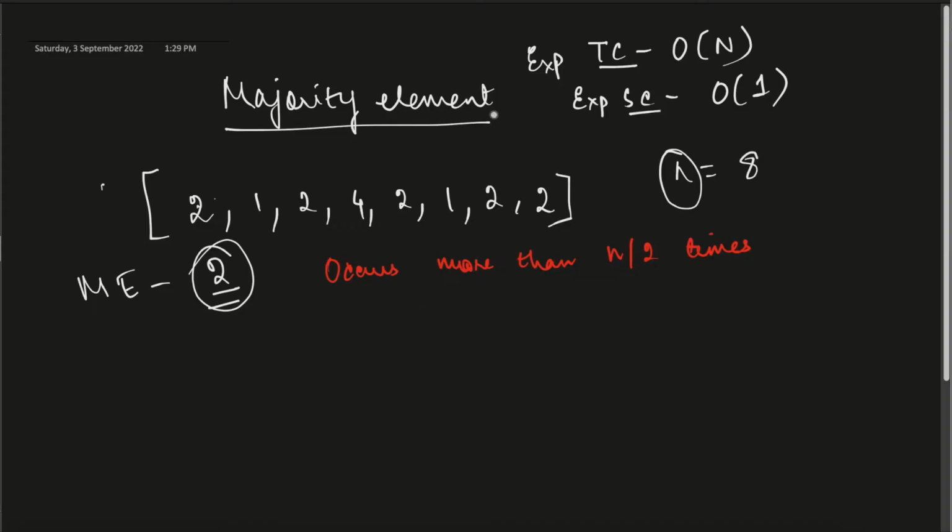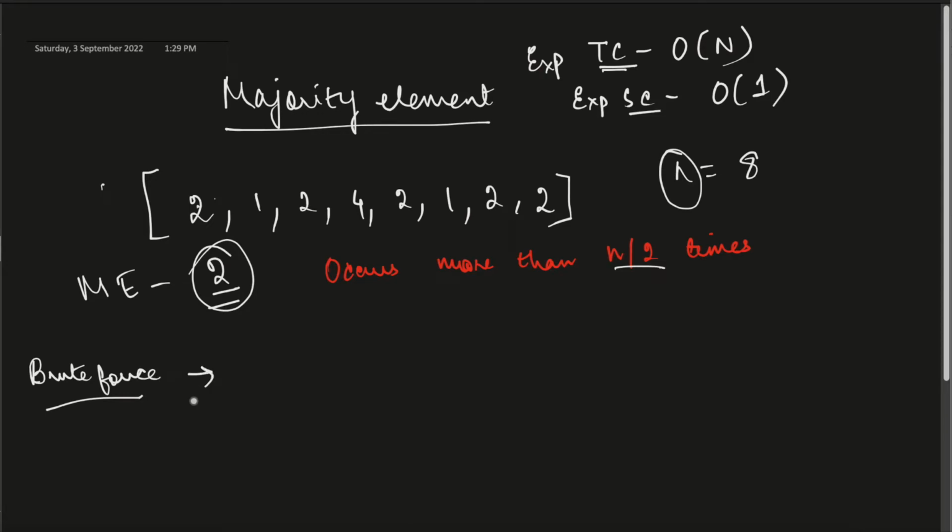So into the whiteboard, this is the array that I have taken and the majority element is 2 because it has occurred more than n by 2 times. This is the expected time complexity which is linear and the expected space complexity is constant. So first of all, let's talk of the brute force way of solving this.